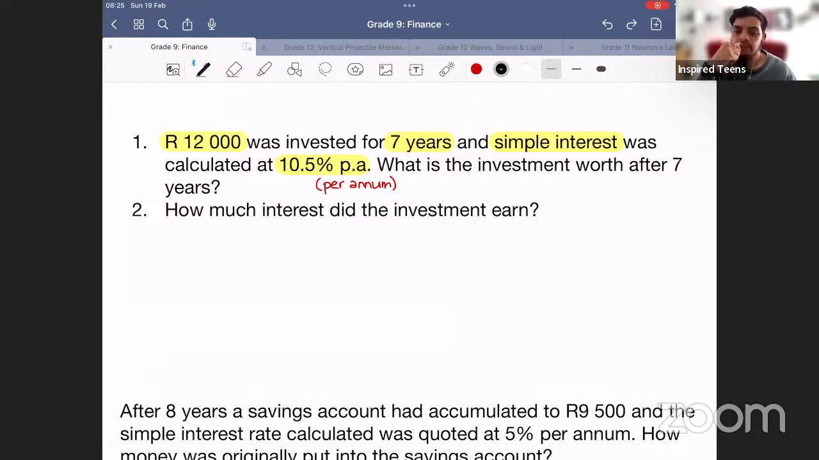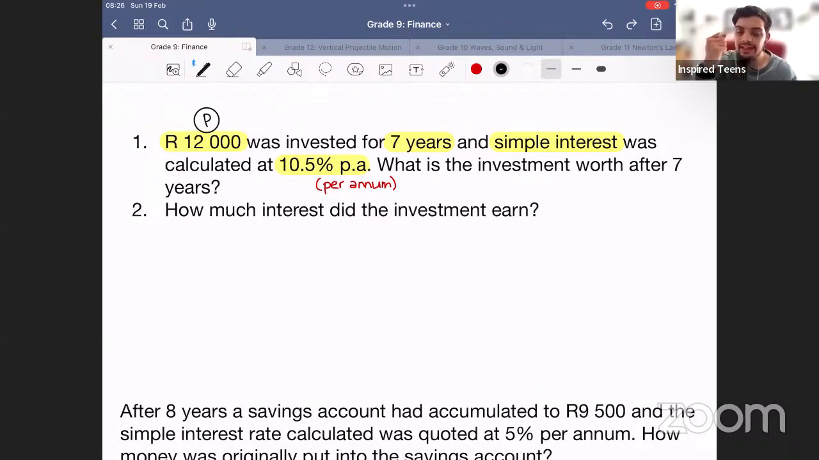Okay, P before interest, A. Okay, so it is actually P. It's before interest. It's not A. Okay, because they say that 12,000 Rand was invested for 7 years. They didn't say that an investment grew to 12,000 Rand after 7 years. So somebody invested this 12,000 Rand for 7 years.